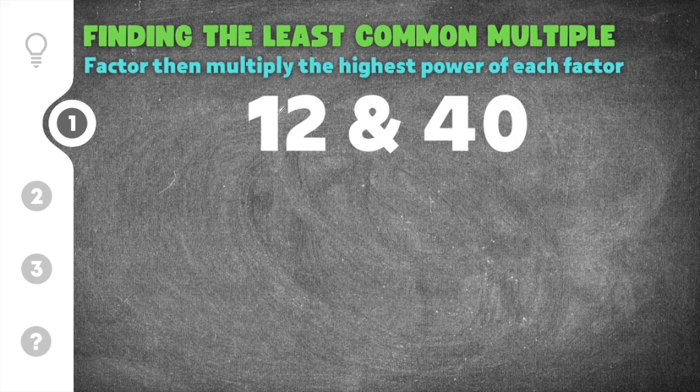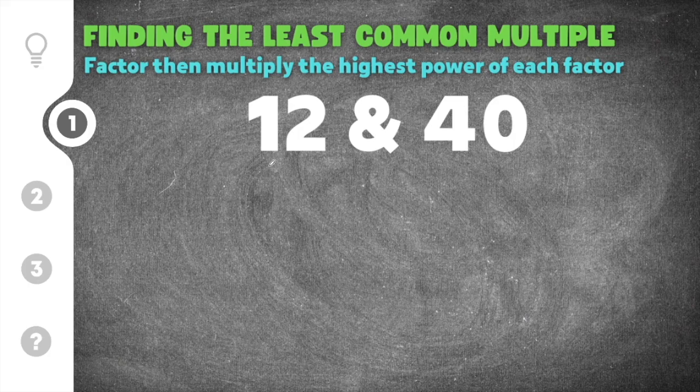This problem asks us to find the least common multiple between 12 and 40. Now what we're going to do is factor 12 and 40 using factor trees, but there are many different ways that you can factor these numbers. But for the purposes of this video, we're just going to use factor trees. I'm going to go ahead and factor 12 and 40.